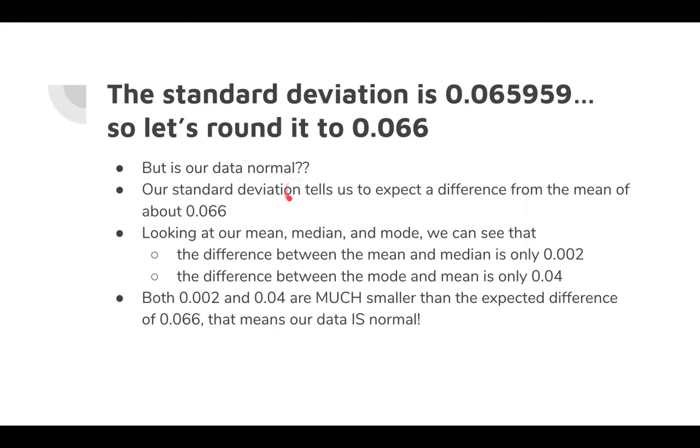Our standard deviation tells me to expect a difference from the mean of about this much. So I'm going to look at our mean, our median, our mode, which we found earlier. The difference between the mean and the median is only 0.002. The difference between the mode and the mean is only 0.04. Both of those are much smaller than our expected difference, our standard deviation, which is 0.066. That means our data is normal.